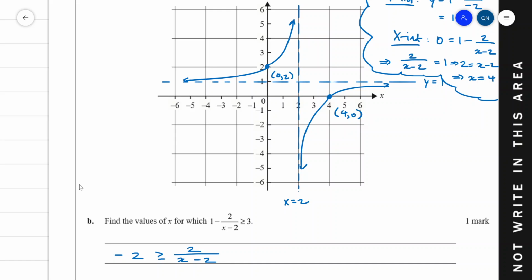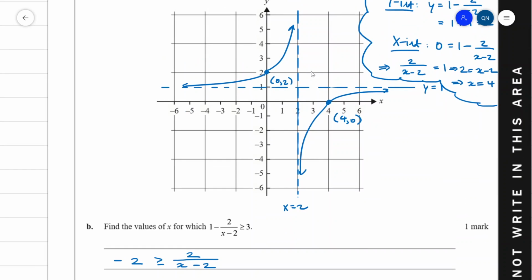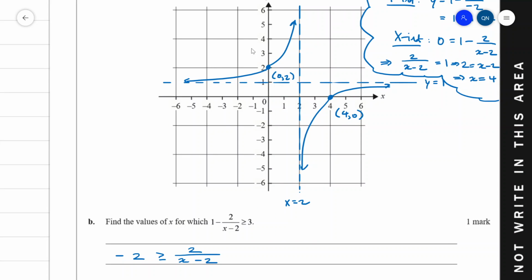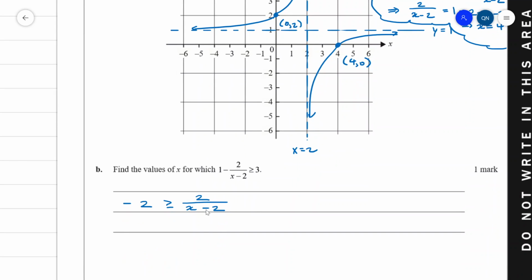So we're not interested in the right-hand side at all, only the left-hand side, because that's when we're going to be greater than 3. So because we're only interested in values on the left-hand side of x equals 2, what is x minus 2, positive or negative? Well, the values of x are less than 2, so if you subtract 2 from it, then x minus 2 is negative. So hopefully that's clear there.